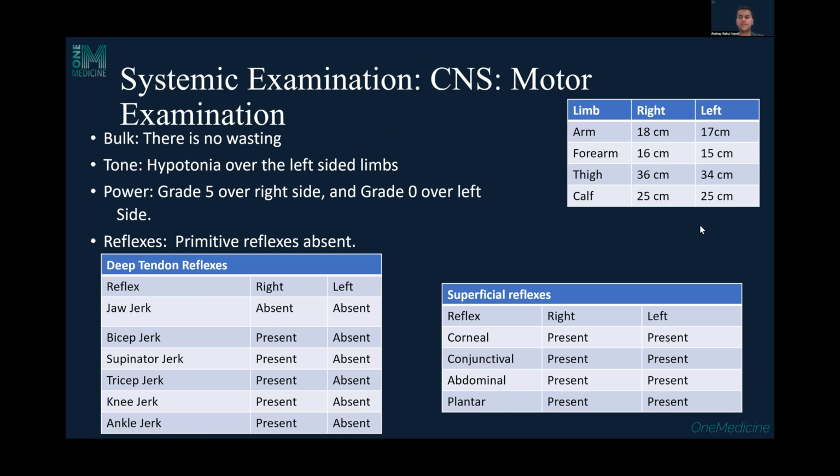There's hypotonia. Yes, sir. From grade 5 on the right side and 0 on the left. That's hemiplegia. So it was hemiparesis to start with, and then she had hemiplegia. So I was asking, is it partial hemiparesis or is it complete? It was complete, yes, sir. But it is hemiplegia. Okay. The bulk is the same, the superficial reflexes and deep tendon reflexes are all absent. Okay. Next. So there's hypotonia and dense weakness.